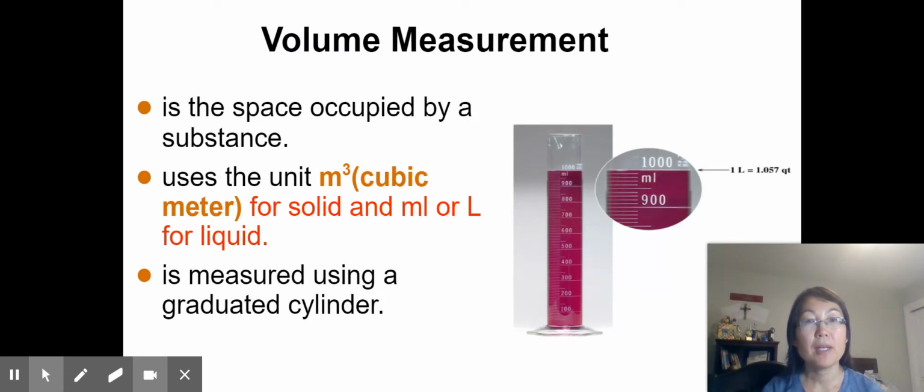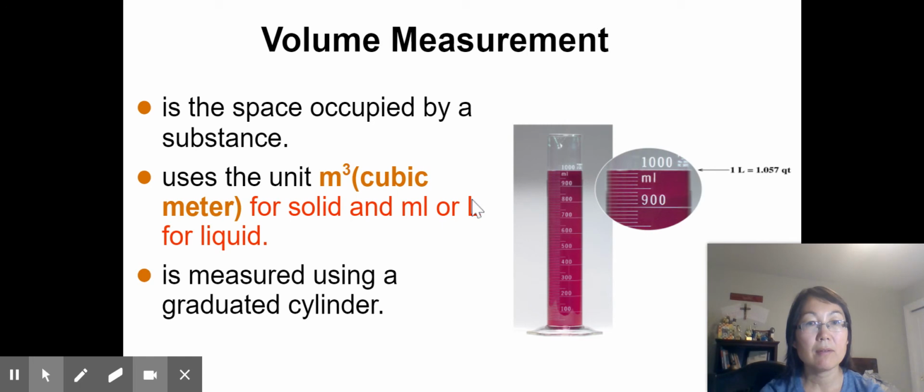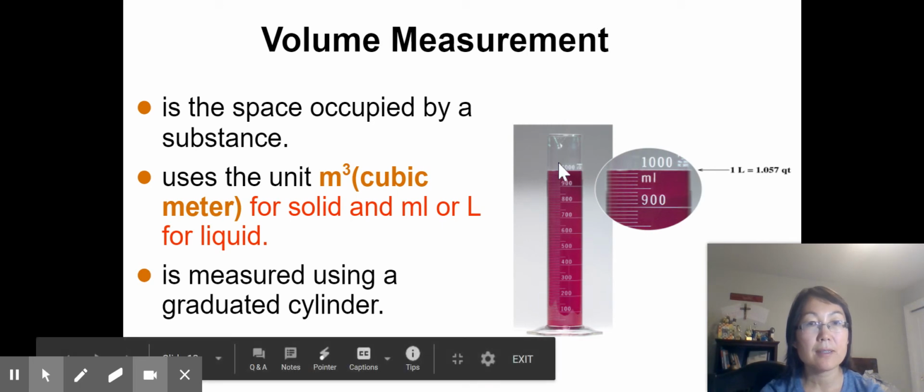Okay, for volume, there are different measurements for solid and liquid. For liquid, normally we use a graduated cylinder, which looks like this. We would use those in school. So the unit is milliliter. It's a very, very precise piece of equipment to take measurements.